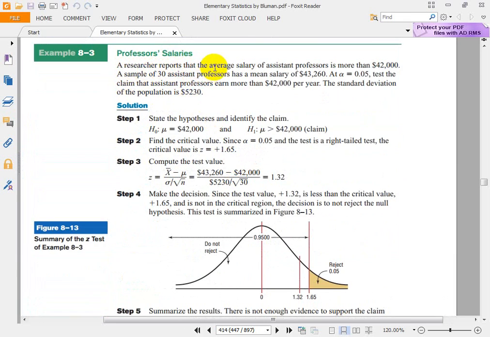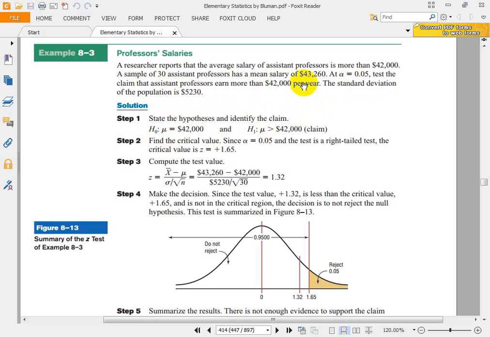A researcher reports that the average salary of assistant professors is more than $42,000. A sample of 30 assistant professors has a mean salary of $43,260, which is more than this average salary for the population. And alpha, the level of significance, they are considering as 0.05. Test the claim that assistant professors earn more than $42,000 per year or not. The standard deviation of the population is $5230. So here the null hypothesis will be mu is equal to $42,000, and the alternative hypothesis will be one-tailed.